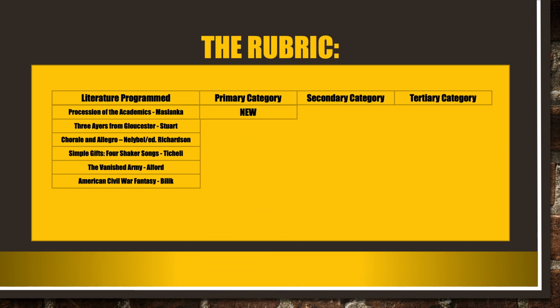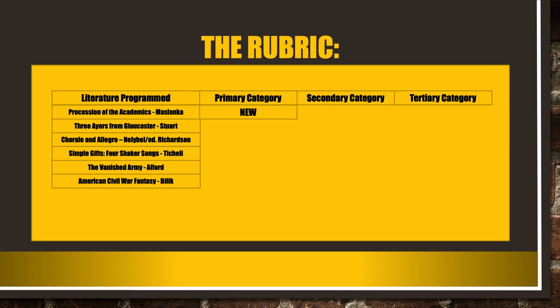So the Procession of the Academics by David Maslanka. At the time that I did this concert, David was still alive, so he was a currently living composer. And although this work was written a fair bit ago, it was written for a ceremony at Illinois State University, I still felt that it was primarily a new work. It was written at that time within the previous 20 years by a living composer. So that seemed to fall easily within the new category to me.